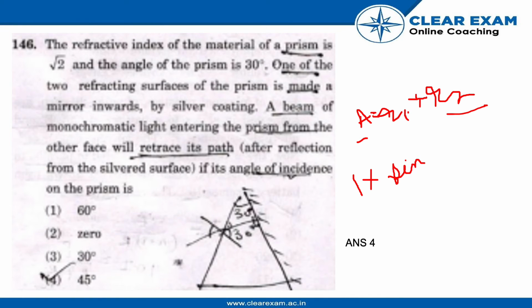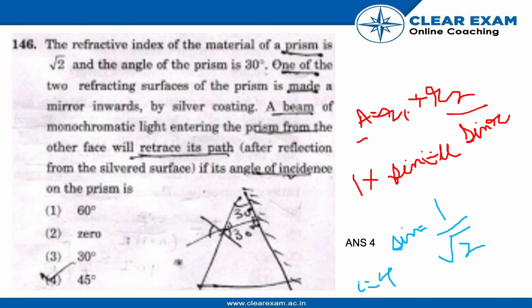sine I equals mu sine R, and from here we will know that sine I is equal to 1 by √2, and hence I will equal 45.